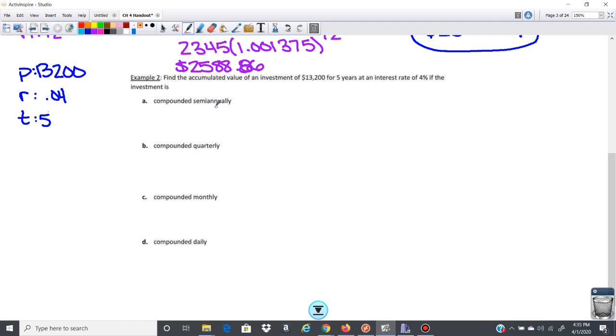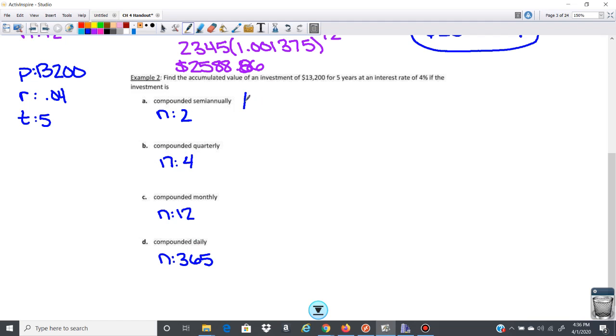So how many times a year is semi-annual? That's going to be 2 times a year. Quarterly, that's going to be 4 times a year. Monthly, 12 times a year. And then for daily, we use 365. Okay, so this is going to be the same formula, just with different n's here.